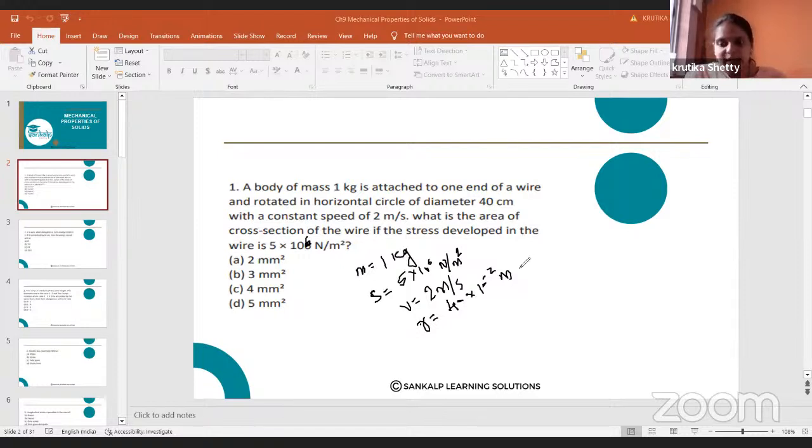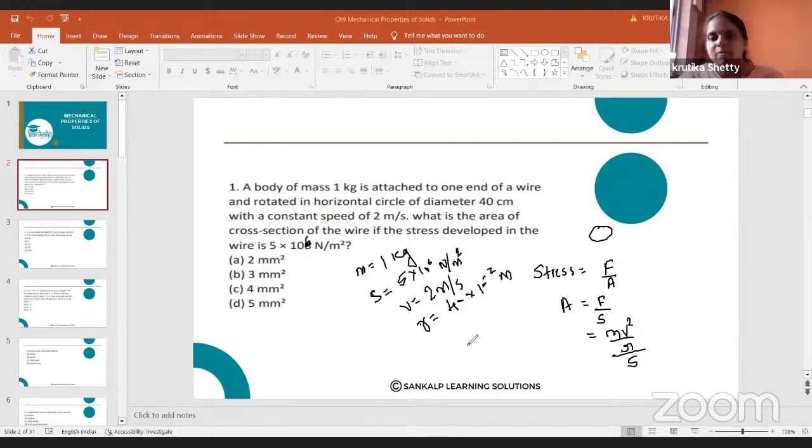It is simple. Using the formula, we know that stress is equal to force by area. So they are asking for area, therefore area is equal to force upon stress. Force is not given, mass is given, speed is given, and the radius. We know that the body is moving in a horizontal circle. So when we consider a circle, centripetal force comes in here. The expression for centripetal force is given by mv² upon r, divided by stress.